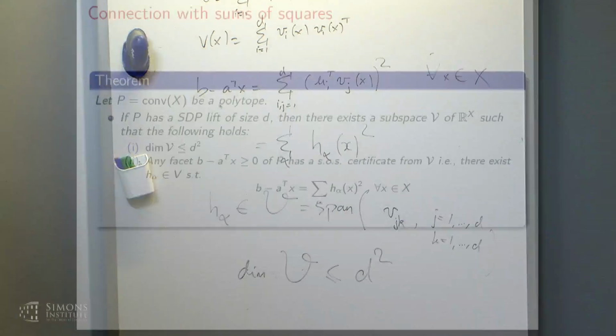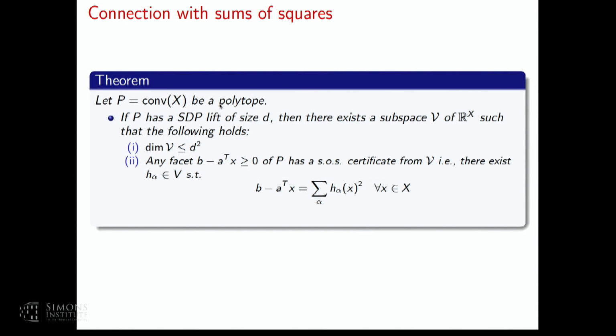Right. So what we've just shown essentially here is that if I have an SDP lift of size d, okay, so x here are the vertices of my polytope, then there is a subspace V of R^X. So R^X here represents the set of functions on x, such that the following holds: the dimension of V is smaller than d squared, and any facet of P, or actually any valid inequality on P, has a sum of squares certificate where the functions h_alpha here are from the subspace V. Okay. And in fact, this is an if and only if.